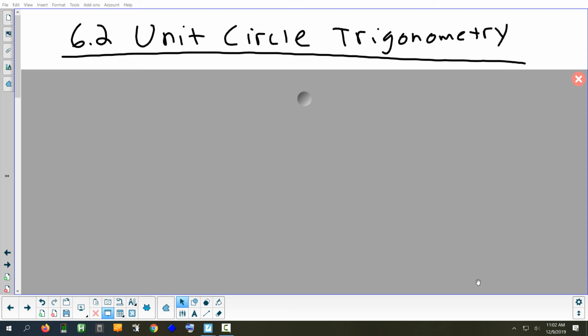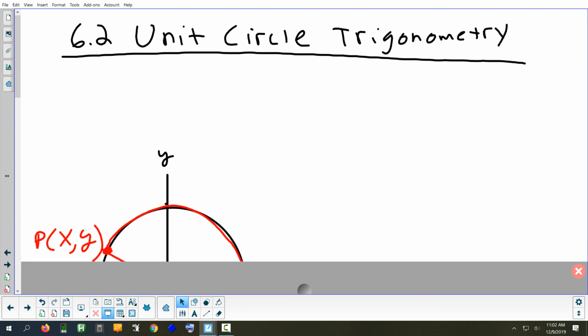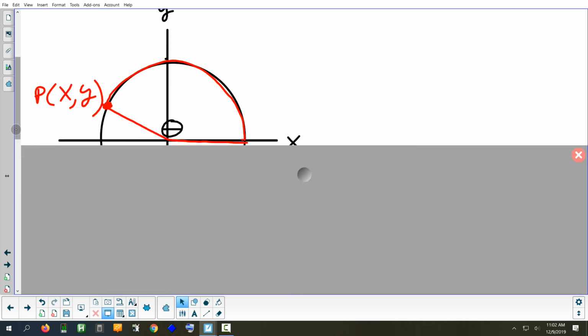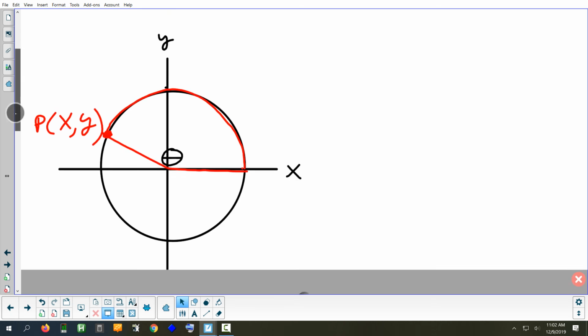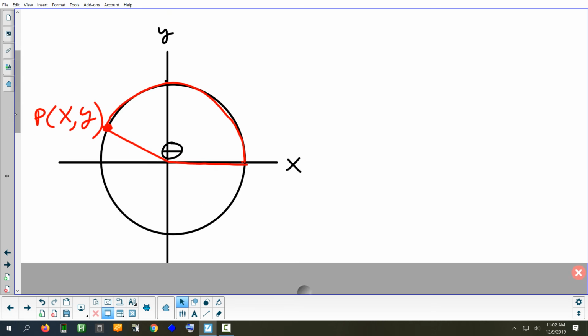Right, so last thing we're going to look at is section 6.2, and it's on what we call unit circle trig. So I'm going to explain what that is. There's some formulas we have to go over, and then we'll see how much we can get through. I'm going to use this diagram to try to explain to you what unit circle trig is.